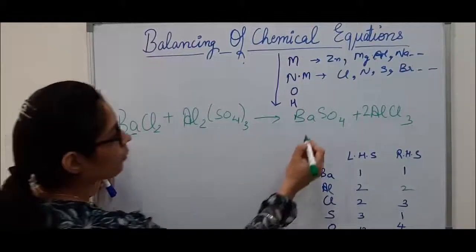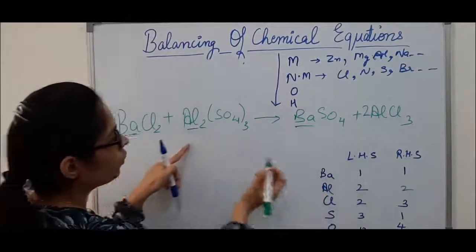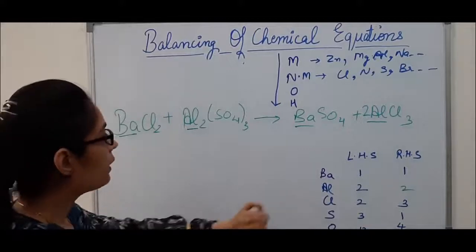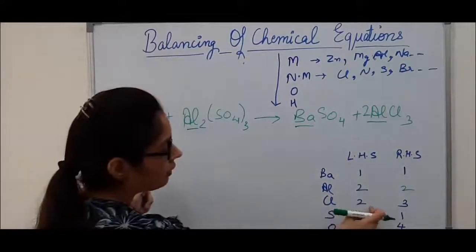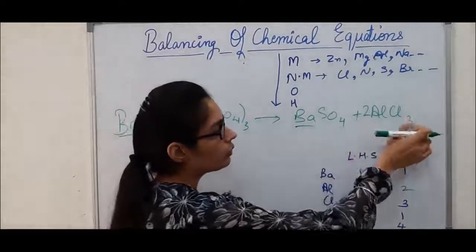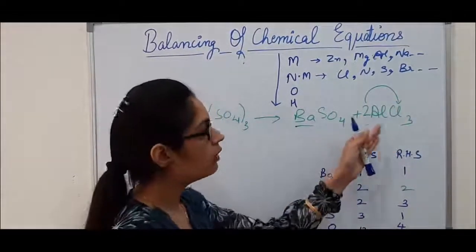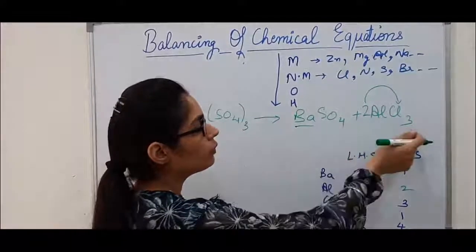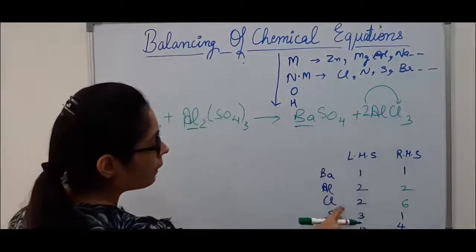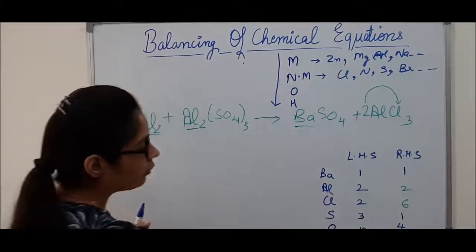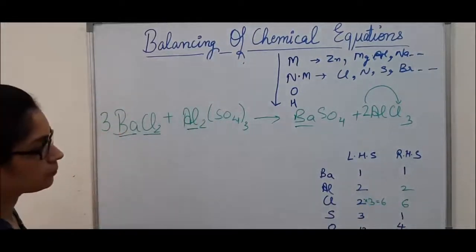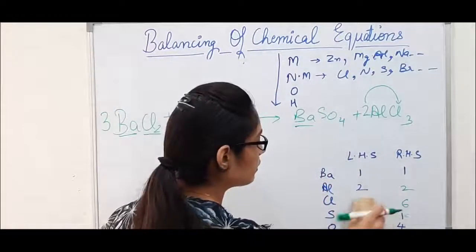Barium 1, 1. It's fine. Aluminium, this side 2. This side, since I have multiplied it with 2, so 2 atoms of aluminium now I have. Now chlorine. Chlorine, left hand side I have already written 2. Right hand side, since I have multiplied this with 2, now I can see 2 into 3 because this 2 will get multiplied with chlorine also, and chlorine already has 3 atoms. So 2 into 3 is 6. So now I can see chlorine has 6 atoms on right hand side but only 2 atoms on left hand side. So what I will do, I will multiply this 2 with 3 because 2 into 3 is 6. So I will multiply this with 3. Now both the sides we have 6 atoms of chlorine.